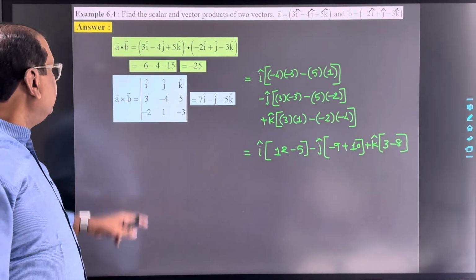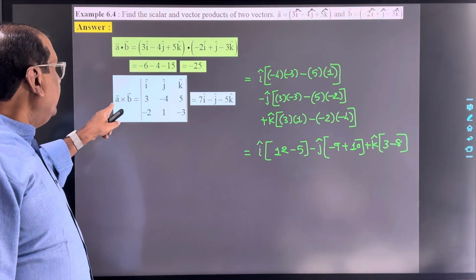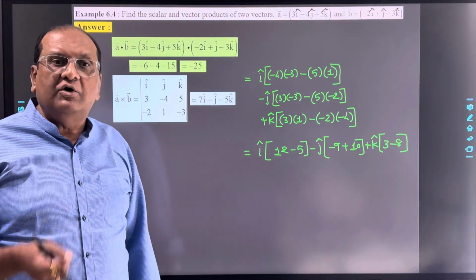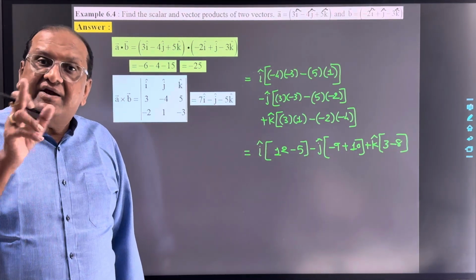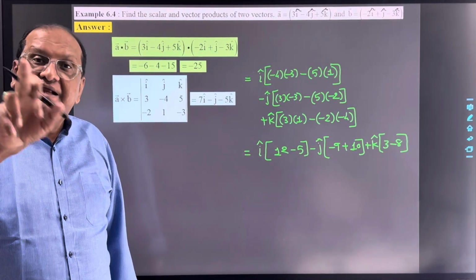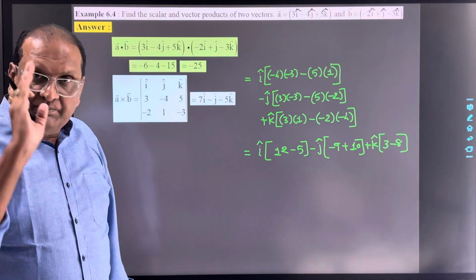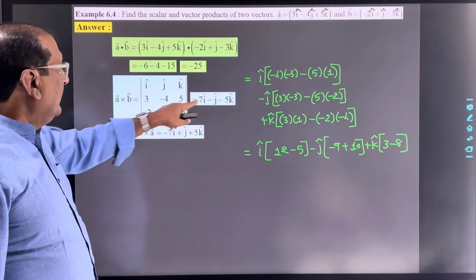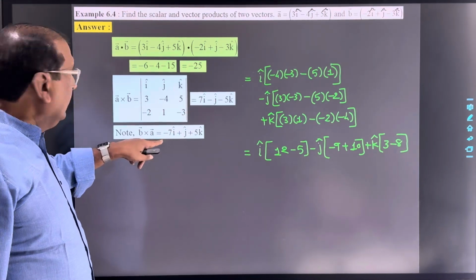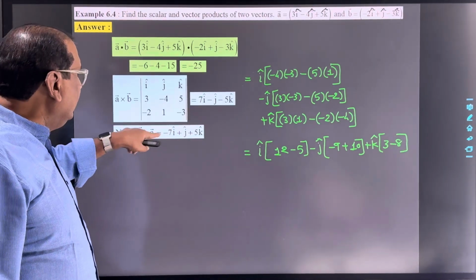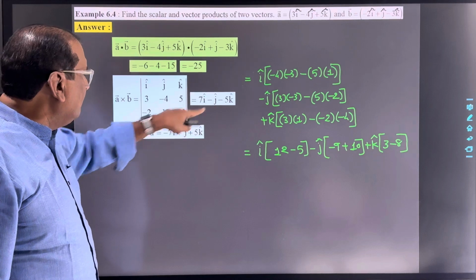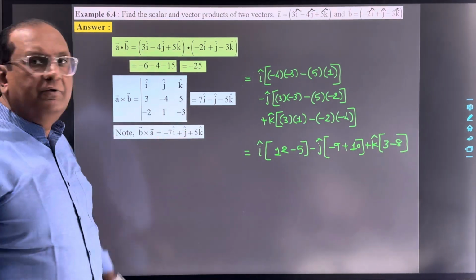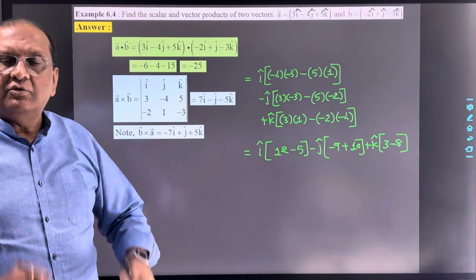Now in theory we state that A cross B and B cross A are equal in magnitude but opposite in direction. So suppose you take B cross A, then the answer is minus 7i caret plus j caret and plus 5k caret. Clear to all of you?